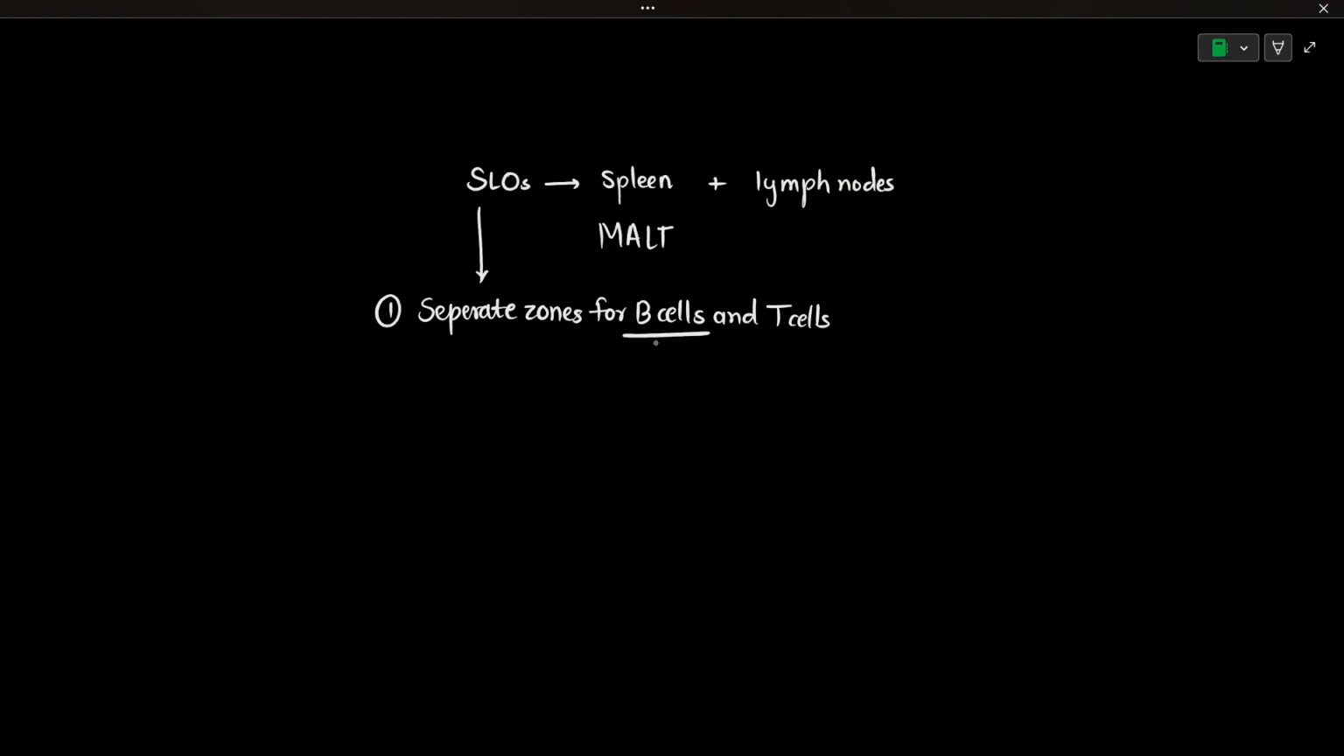Okay, because when the antigen is presented to the B cells, they will mature and form plasma cells, which are the antibody secreting cells. And if the T cells interact with antigens, they will mature and either form CD8 positive T cells, the cytotoxic T cells, or CD4 positive T cells, the T helper cells, and now they are going to mediate the pathogen killing. So that is why the separate zones exist in the secondary lymphoid organ for B cells and T cells.